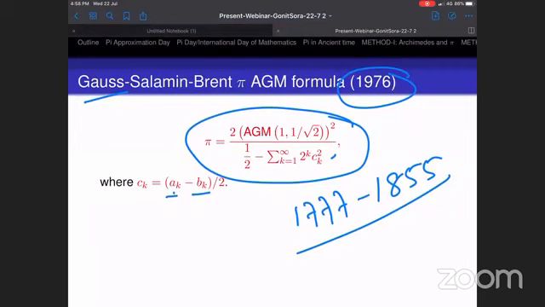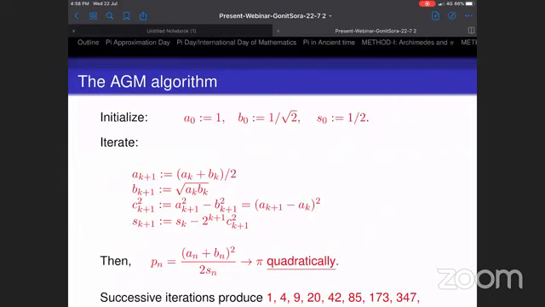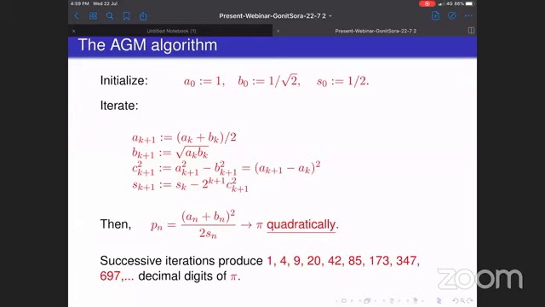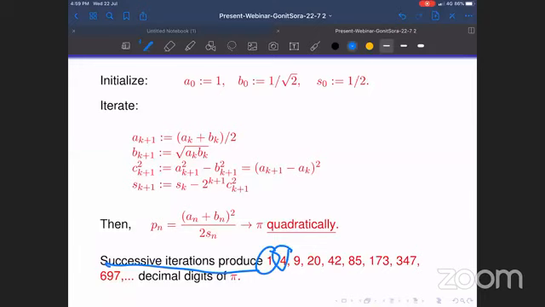So long back, Gauss had given some formulas, and from those, one can actually find the arithmetic geometric mean formula for Pi. And this is the AGM algorithm, which can be incorporated in a computer to find the value of Pi. It is very fast because the successive iterations will produce 1 digit, 4 digits, 9 digits, 20 digits, 42 digits of correct decimal digits of Pi.